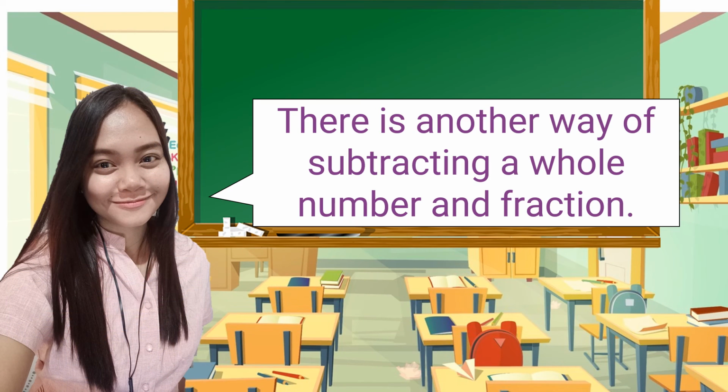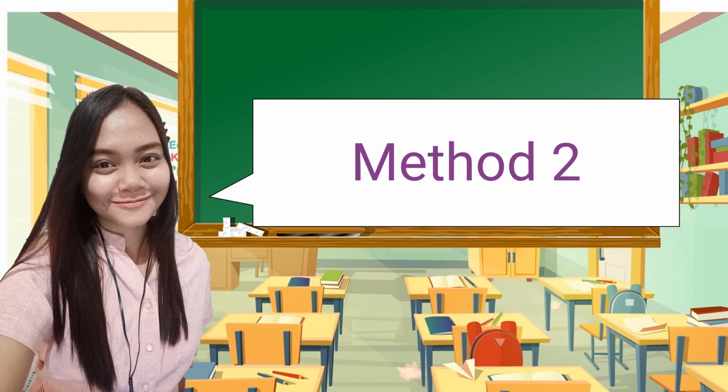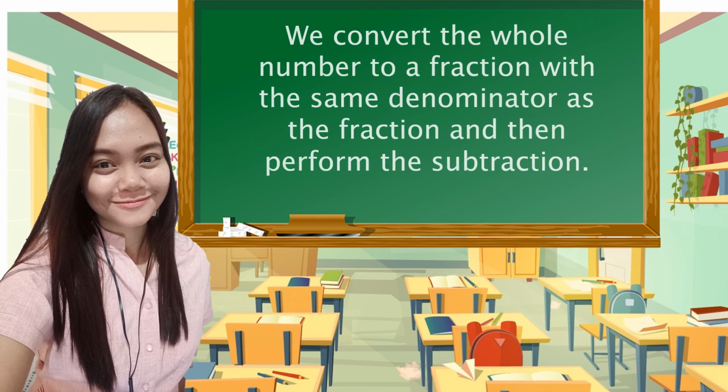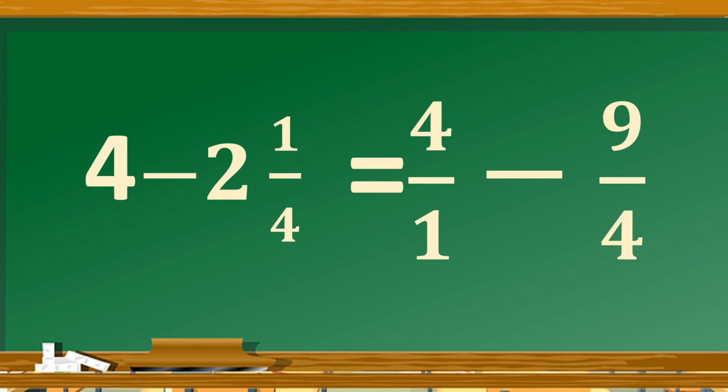And there is another way of subtracting a whole number and a fraction. So, yun yung gagamitin nating second method. So, remember, when we convert the whole number to a fraction with the same denominator as the fraction, and then perform the subtraction. Use the same example. So, 4 minus 2 and 1/4. So, yung 4 magiging 4 over 1.